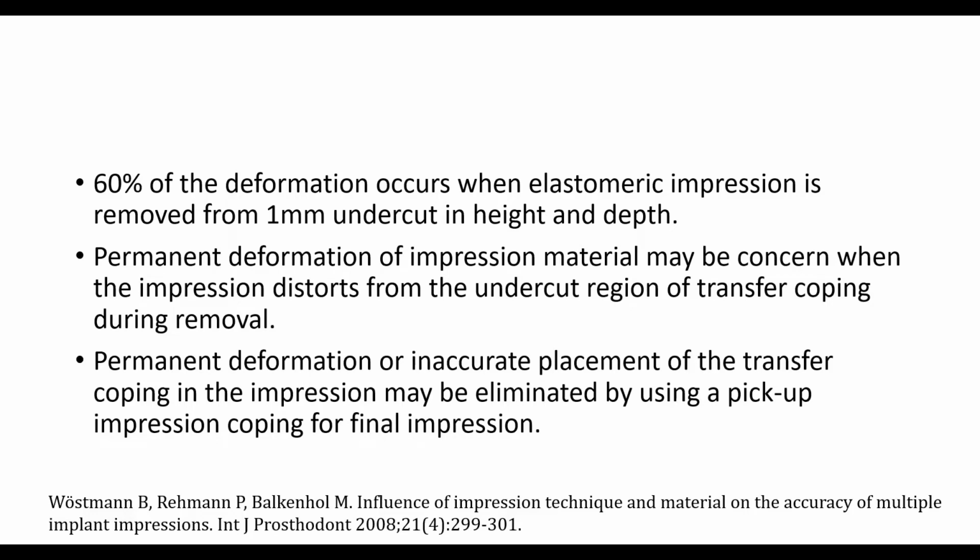60% of the deformation occurs when the elastomeric impression is removed from a 1 mm undercut in height and depth. So when there is an undercut present, or suppose there are two non-parallel abutments, there will be presence of undercut between the impression copings. So in this case, either we should go for an open tray impression technique, or we should use a more resilient material, that is polyvinyl siloxane impression material, instead of polyether impression material. Polyether impression material shows more permanent deformation when compared to that of polyvinyl siloxane.